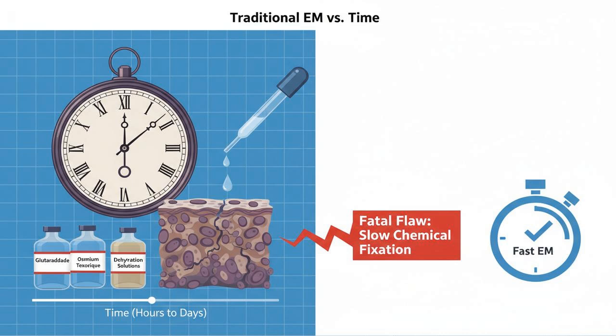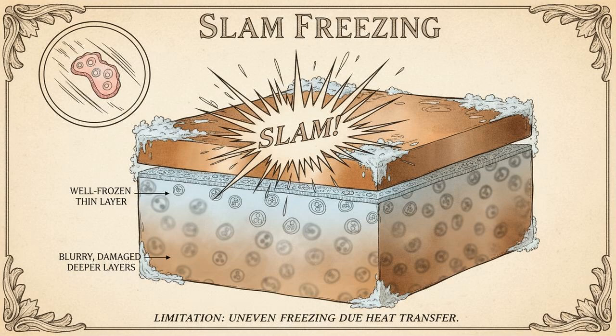In the 1970s, researchers John Heuser and Tom Reese attempted to solve this with a technique called slam freezing. They literally dropped tissue onto a block of liquid nitrogen-cooled copper. The impact froze the surface layer instantly, physically trapping structures in place without chemicals. This allowed them to see vesicle fusion for the first time, which was a landmark moment. But slam freezing had severe limits.